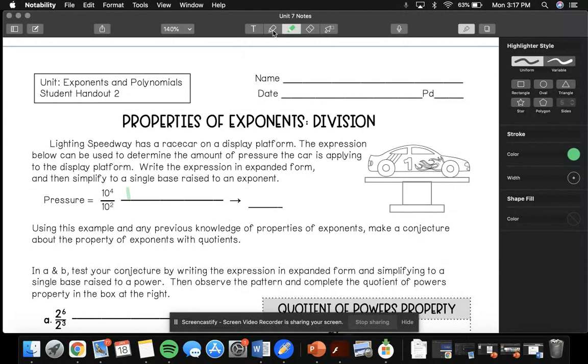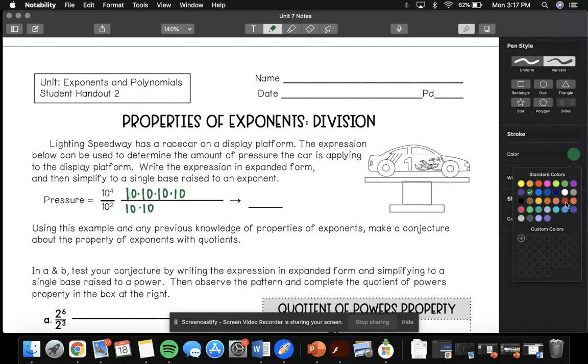So 10 to the fourth is a base of 10 being multiplied by itself 4 times. Okay. Then we have 10 to the second in the denominator. 10 to the second means 10 times 10, 2 times. Okay. Then it's asking us to simplify to a single exponent base. So I just look at it and I'm like, okay, 10 divided by 10 is 1. I see another 10 divided by 10, which is 1 as well. So all I'm left with is 10 times 10. So we can write 10 times 10 as 10 to the second power.